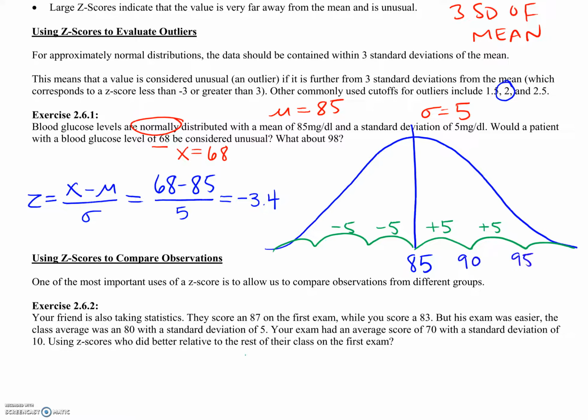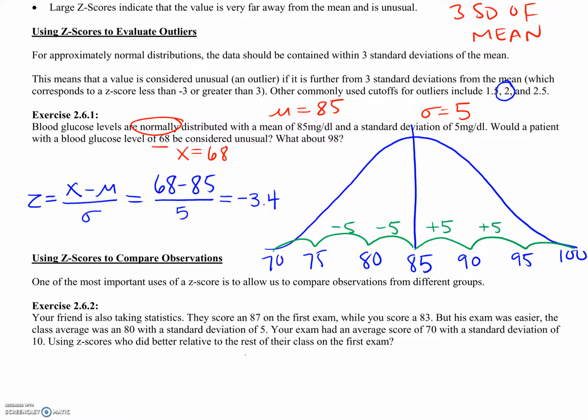So up to 100 would be within the usual range if we're using the 3 standard deviation cutoff, and all the way down to 70 on the low end if we're using 3 standard deviations as our cutoff. And you can actually see where 68, did I make that 700? Crazy.